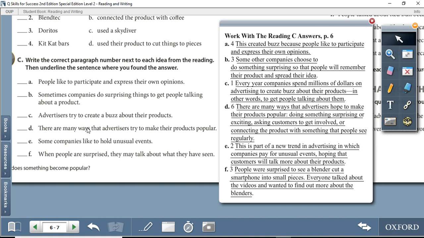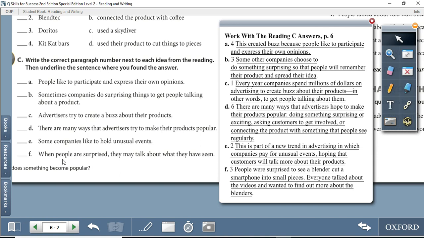D, there are many ways that advertisers try to make their product popular. This is found in paragraph 6, and the sentence to underline is: there are many ways that advertisers hope to make their product popular, and to the end of the sentence. E, some companies like to hold unusual events. From paragraph 2, and the part to underline, this is part of a new trend in advertising in which companies pay for unusual events. To the end of the sentence.